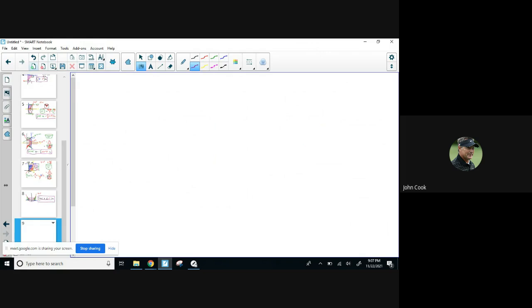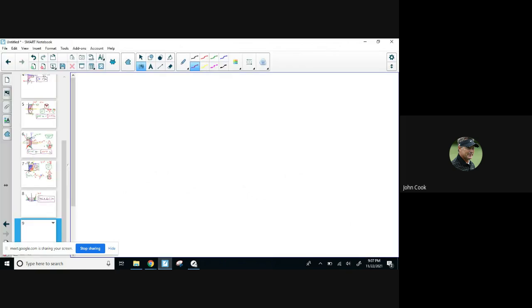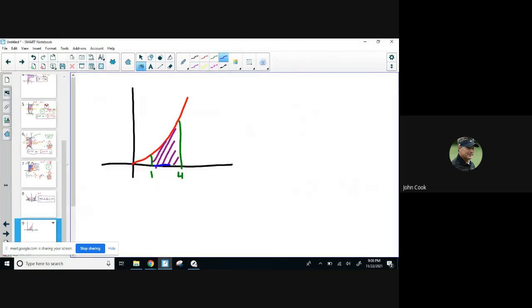So that's number 9. Then we've got x squared, y equals 0, and then from 1 to 4, and it's around the line x equals 4. Okay, that's pretty easy too. So let's see, we've got a parabola again, and then it's from 1 to 4, and so it's like this shaded region here. And did it say y equals 0 also? Yeah, good. So it's like here, there we go.